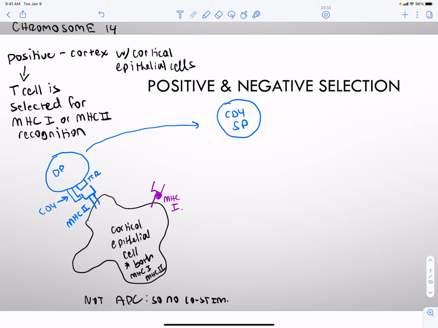Now our T cell that decides to interact with our MHC class 1, and it's a double positive, and this is its T cell receptor. It's going to interact, and CD8 forms dimers. I'm not going to draw it that way. So this is going to be CD8. And so this will lead to a CD8 single positive.